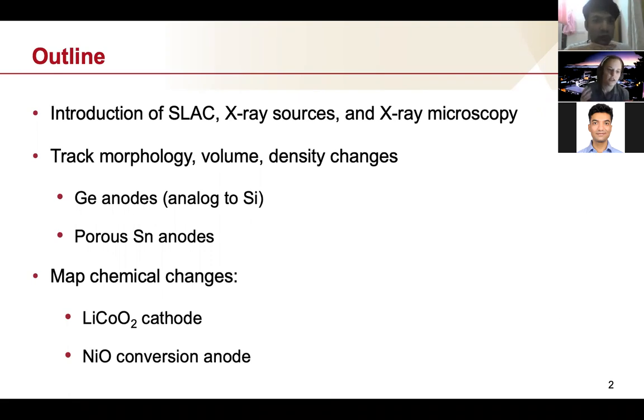alloying anodes. So a germanium anode, which is analogous to silicon, and then a tin anode where we've done nanoporosity to see if we can mitigate these density and volume changes. And then the second example is combining X-ray microscopy with spectroscopy so that we can look at chemical changes. And this we can do 2D images of what's happening chemically in the battery. And I have two examples of that, a lithium cobalt oxide cathode just as a standard test example, and then a conversion anode using nickel oxide.